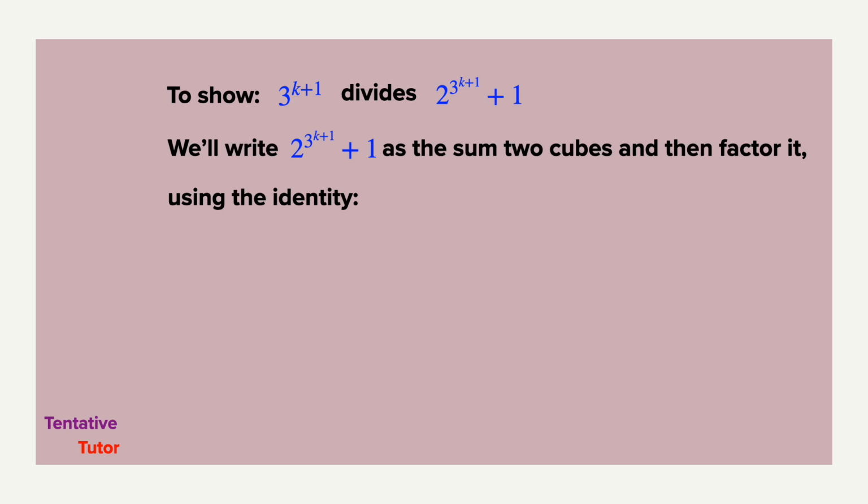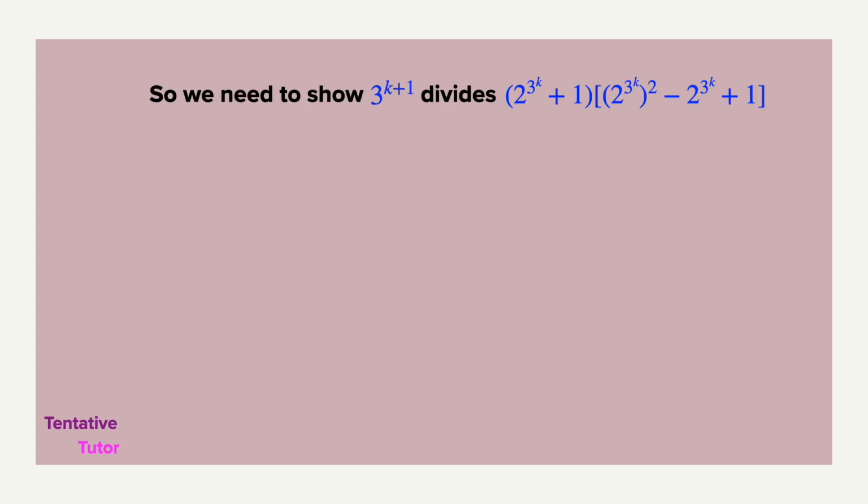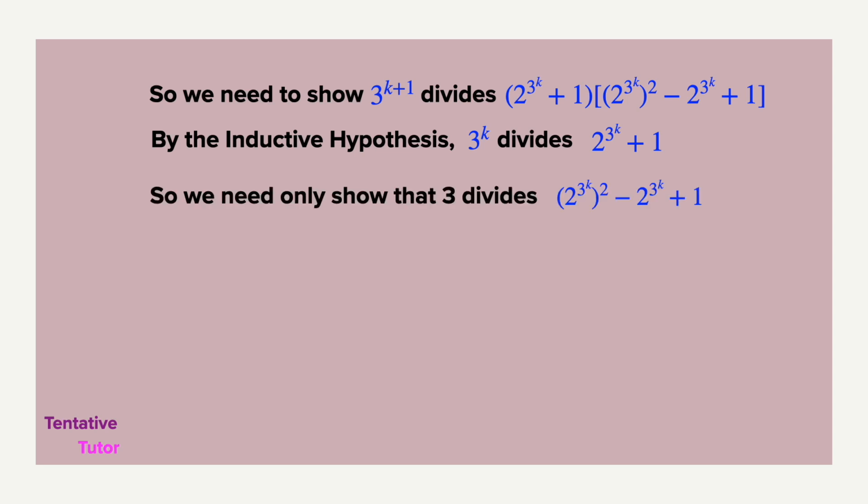Well, write the right-hand side as the sum of two cubes and then factor it using this identity. We'll let x be 2 to the 3 to the k, and y will be 1. And this is what we get. So we only need show that 3 to the k plus 1 divides this right-hand expression. But by the inductive hypothesis, we're assuming that 3 to the k divides 2 to the 3 to the k plus 1, which is the left-hand factor. So we need only pick up an extra factor of 3 for the right-hand side. That is, we only have to show that 3 divides that right-hand expression.